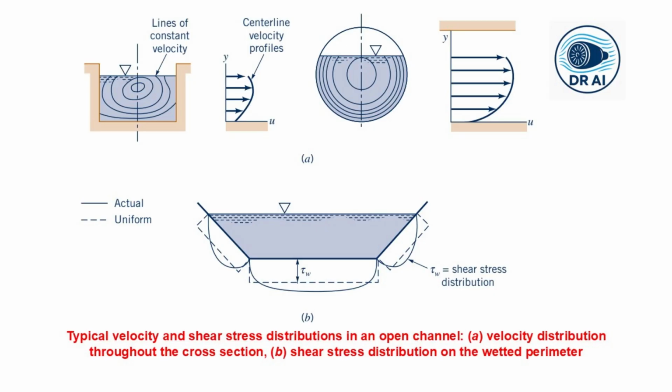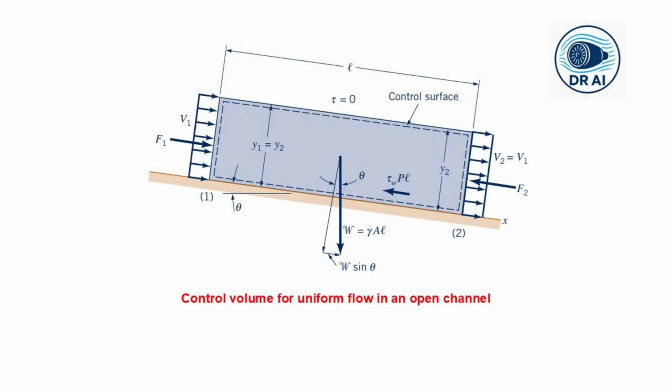But wait, are there not also pressure forces? There are, at the upstream and downstream ends of our control volume, but because the flow is uniform, the depth is the same at both the ends. And since the pressure is hydrostatic, the pressure force pushing on the upstream end is exactly equal to the pressure force that is pushing on the downstream end. They cancel each other out perfectly. So our force balance simplifies beautifully.